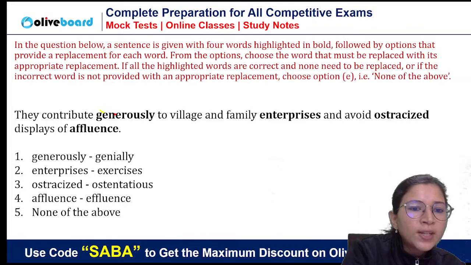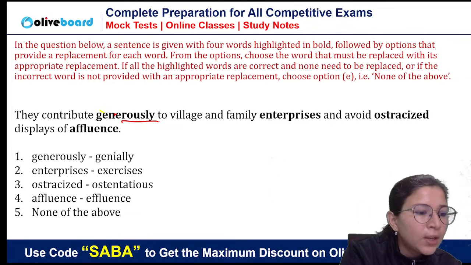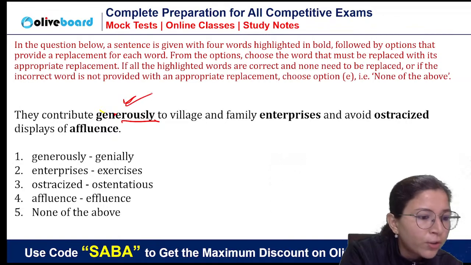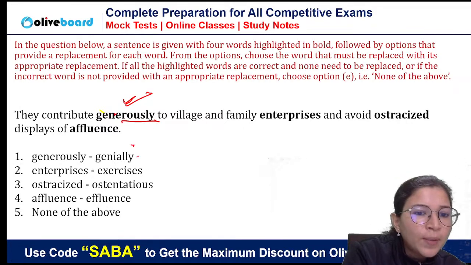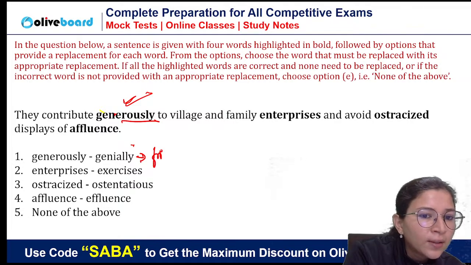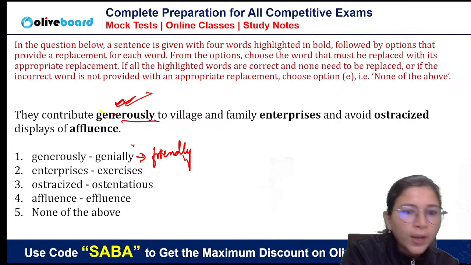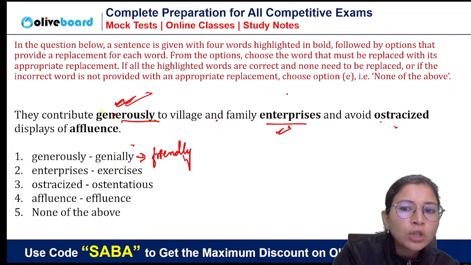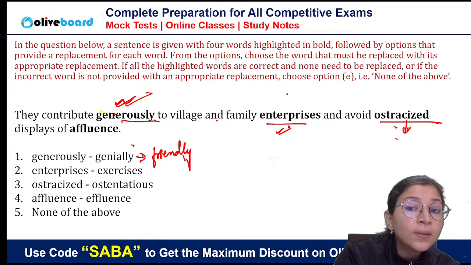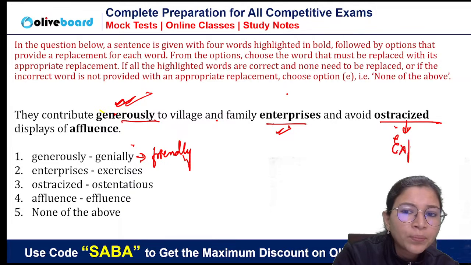They contribute generously to village and family enterprises. So whenever we make any contribution, we contribute generously. Generously means large hearted. Okay, dil khol ke we say. Genial, basically congenial, this we say friendly. So this word is already correct. Generous contribution to village and family enterprises. Enterprises means business. That is correct. And avoid ostracized. Ostracized means, can we say expelled? Banished, someone who is thrown out of the house.